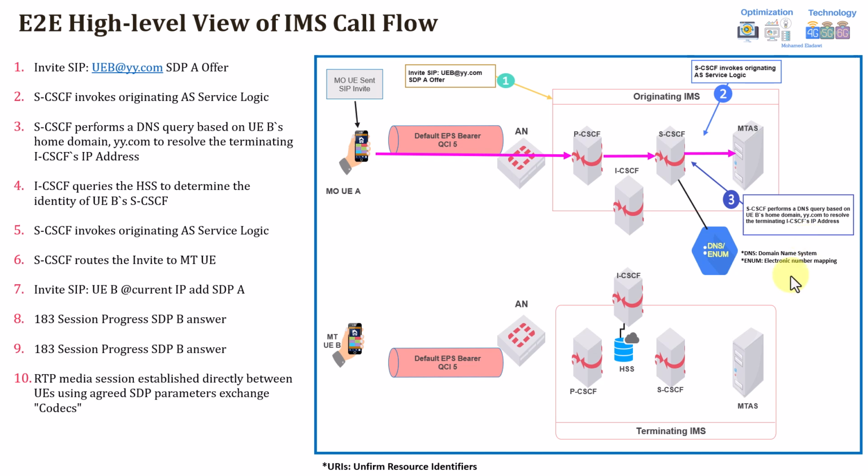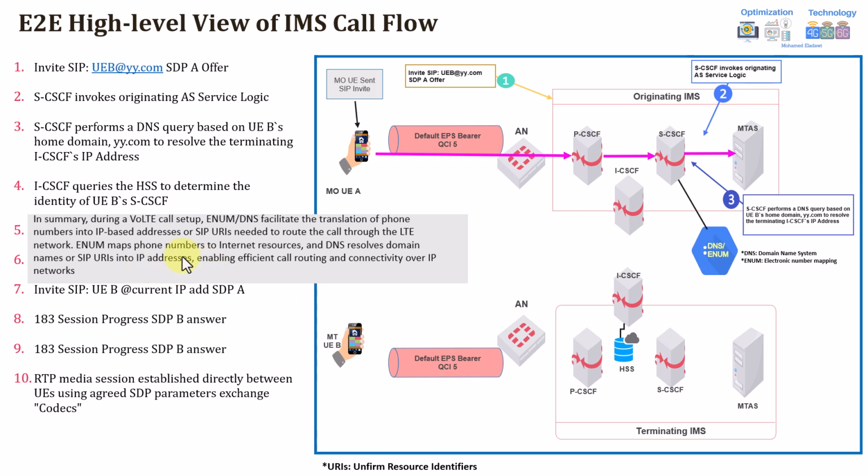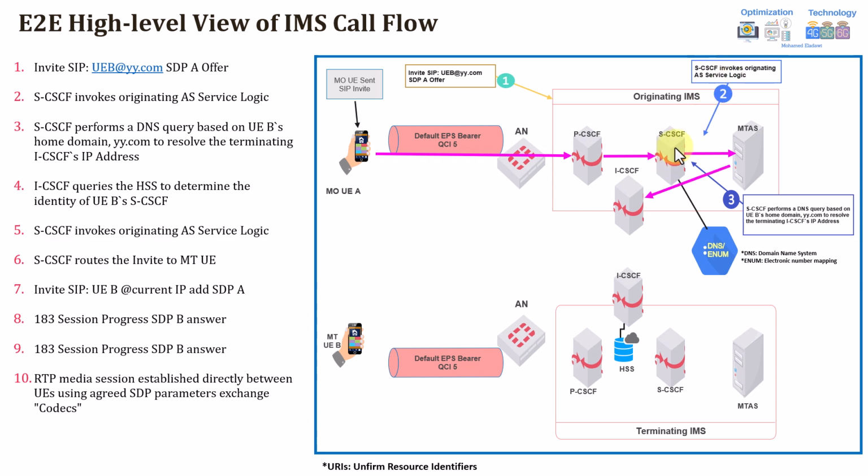So both of them, ENUM and DNS, work together to facilitate the translation of phone numbers or domains into IP addresses and/or SIP URIs. This is the main idea about DNS and ENUM. In summary, it resolves the UE number or the UE domain for the terminating call into IP addresses, so the SCSCF will know where to forward the same INVITE.